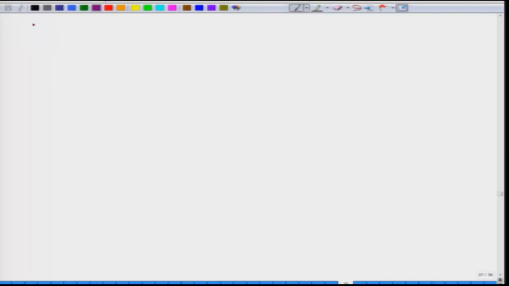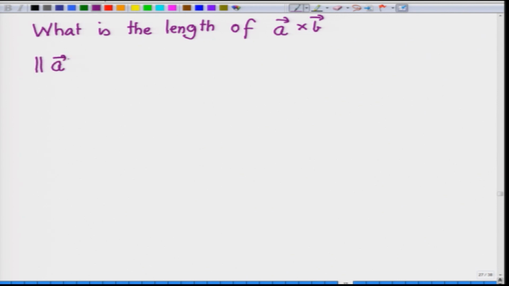Now, I want to find the area, the magnitude, the length. So, my question is, what is the length of A cross B? The magnitude, or just length, which is colloquially easier. In some sense, I am asking you to determine the norm of A cross B. That is exactly what I am trying to ask you.